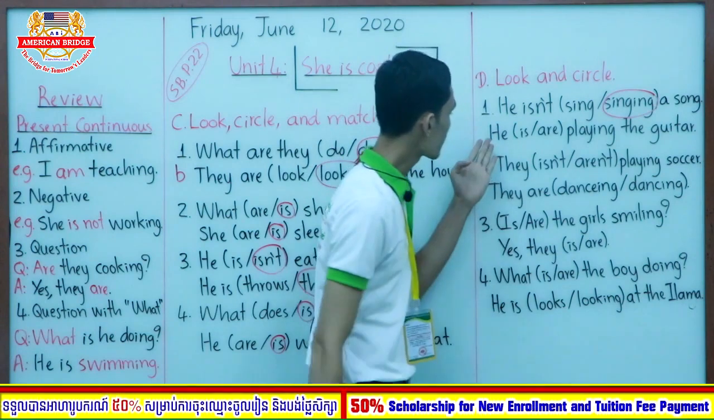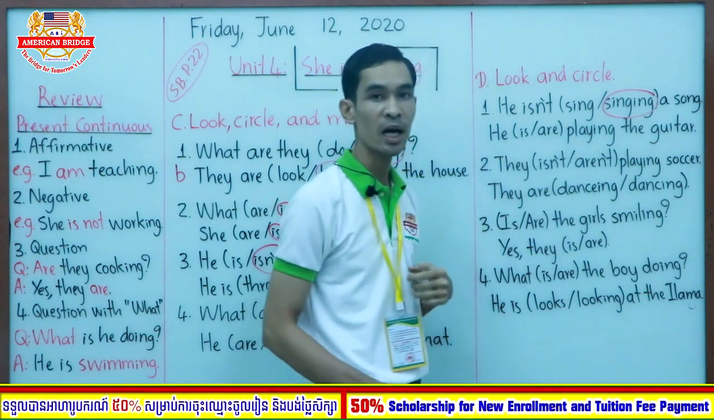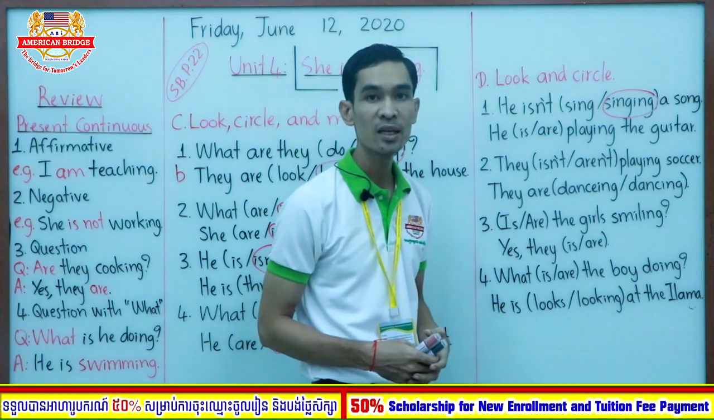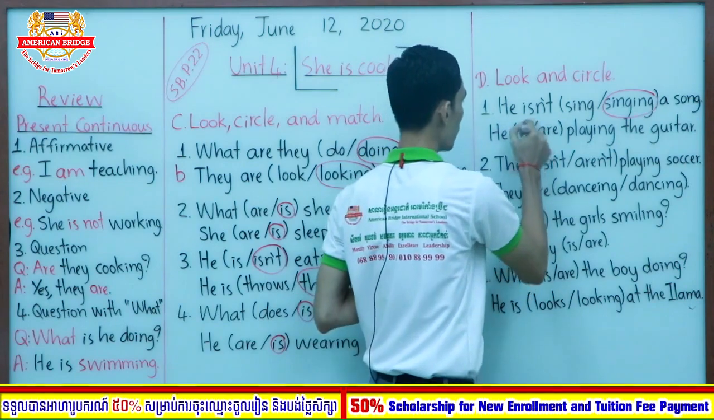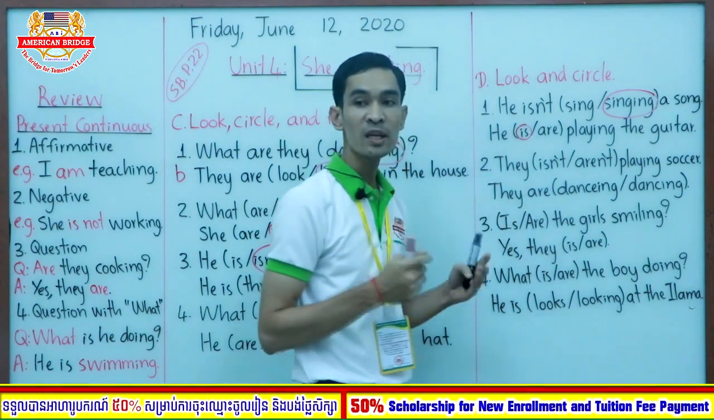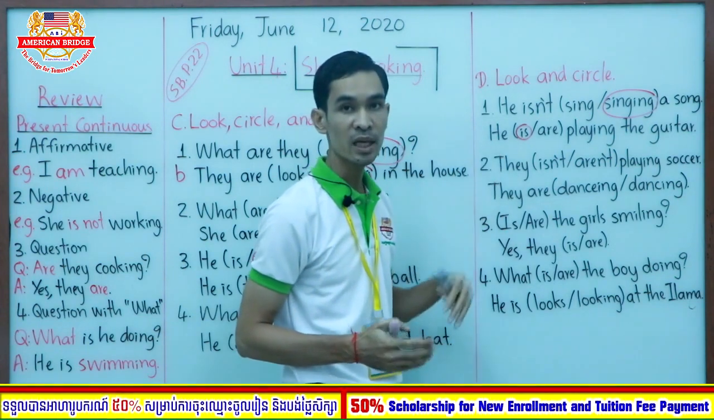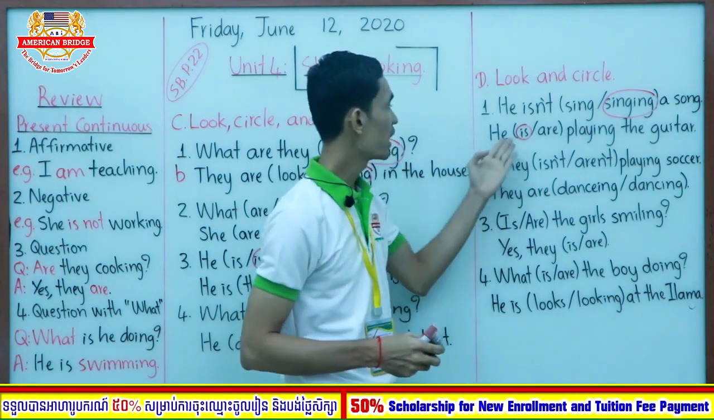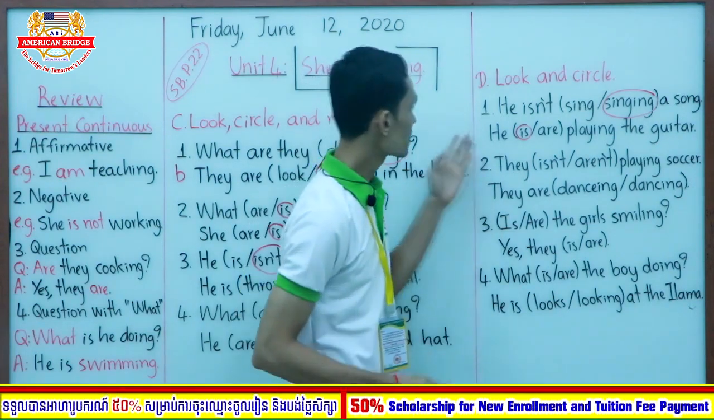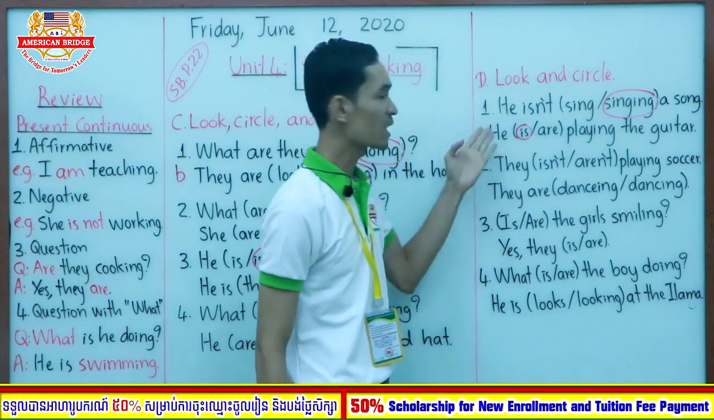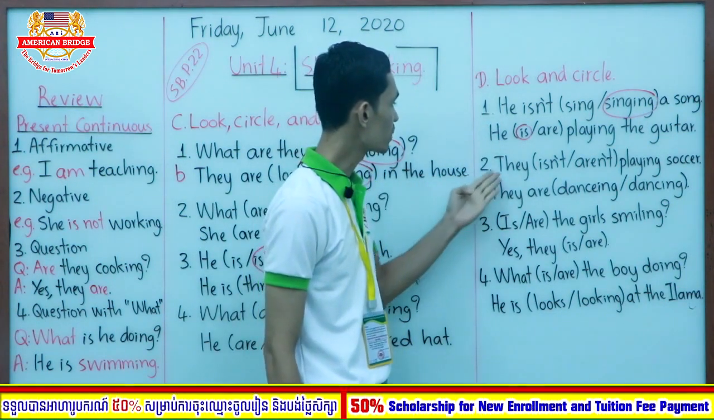Okay, you can look at another one. He is or he are playing the guitar. He is or he are? He is. Very good. Why you choose is? Because the subject is he, right? The subject is he, so you have to use is. You cannot use are with he, okay? Okay, so now number 1 is given as an example. Let's go to number 2.